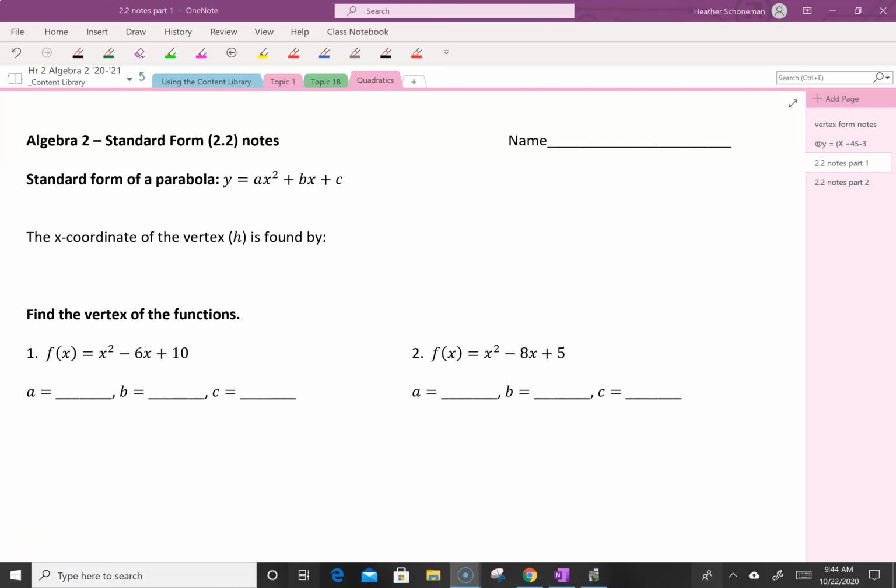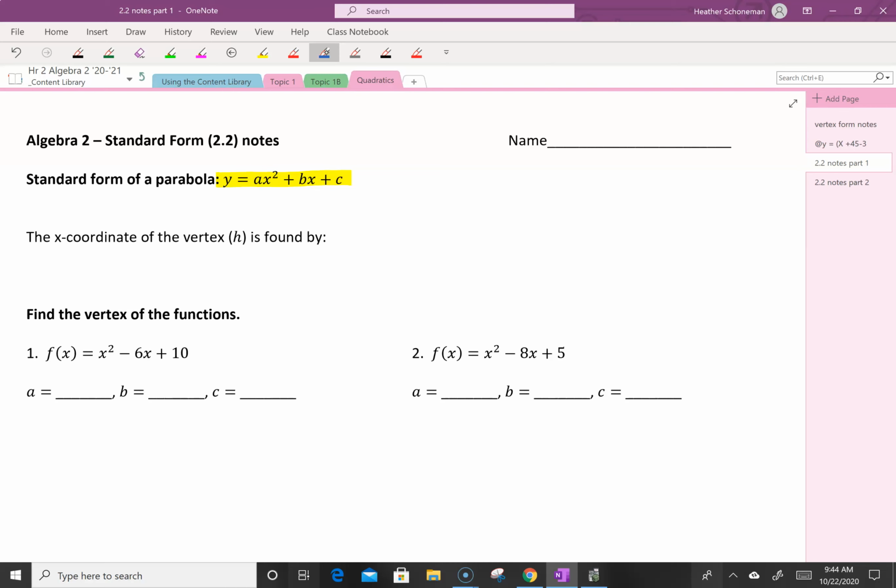All right, today we're going to be learning about the standard form of a parabola. Last time we did vertex form, but here's standard form, and you probably recognize it because you used it in Algebra 1 when you were doing the quadratic formula, which we'll do later, just not in this lesson.